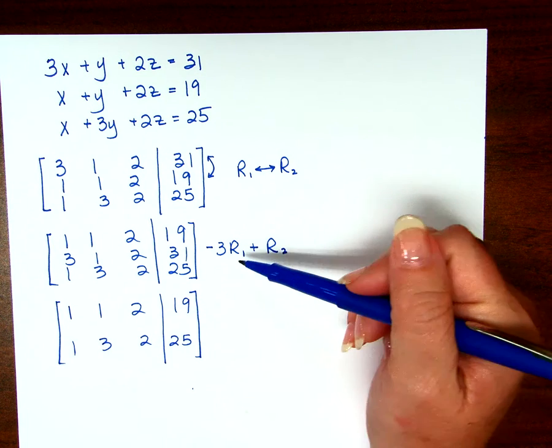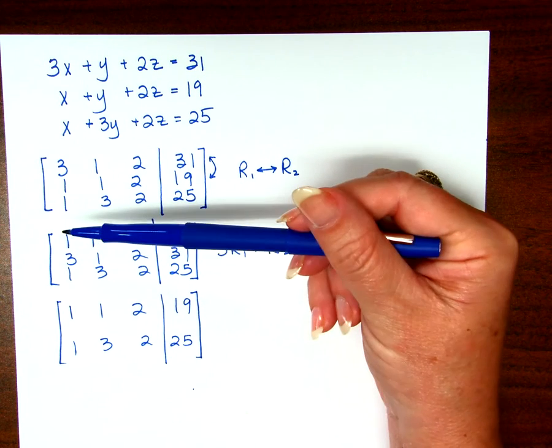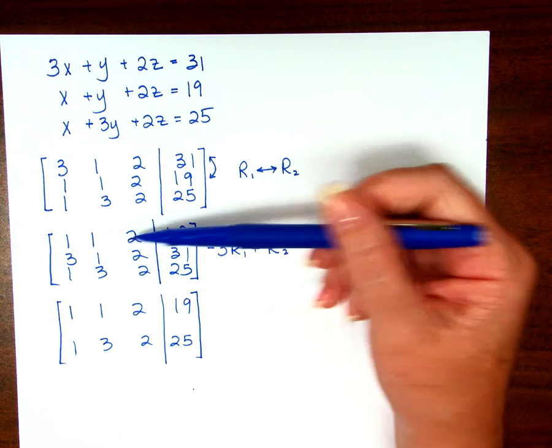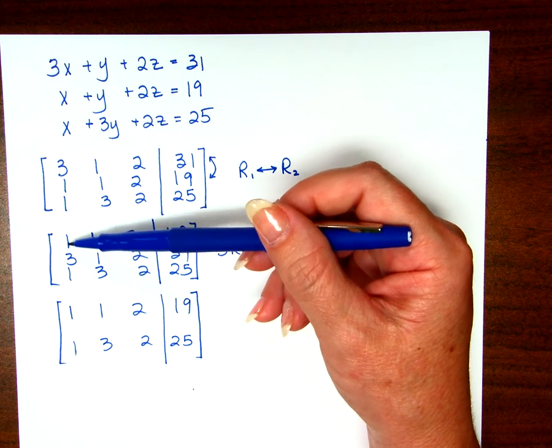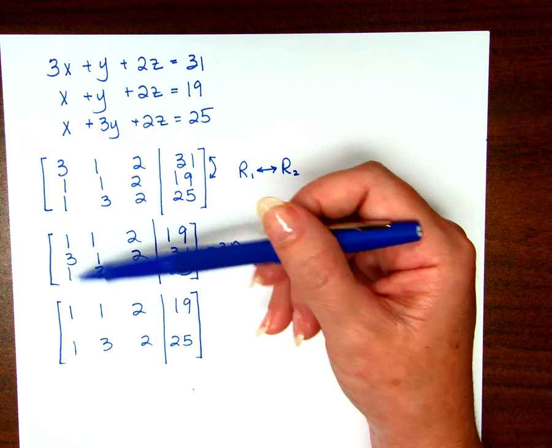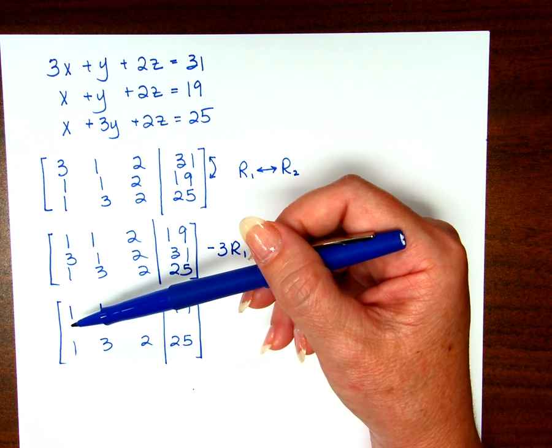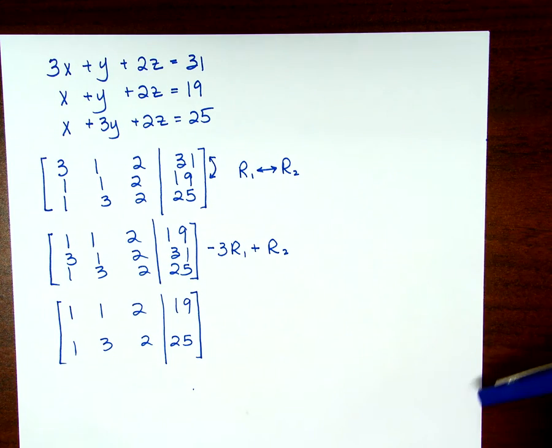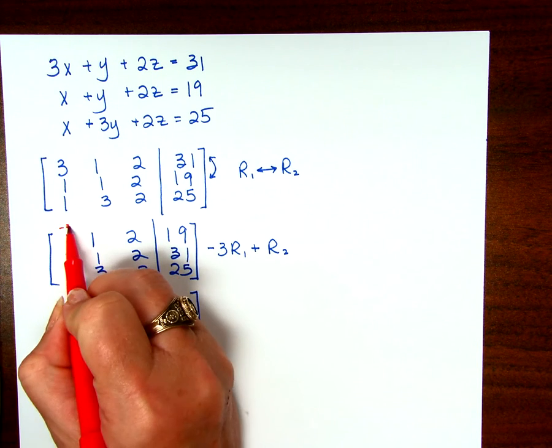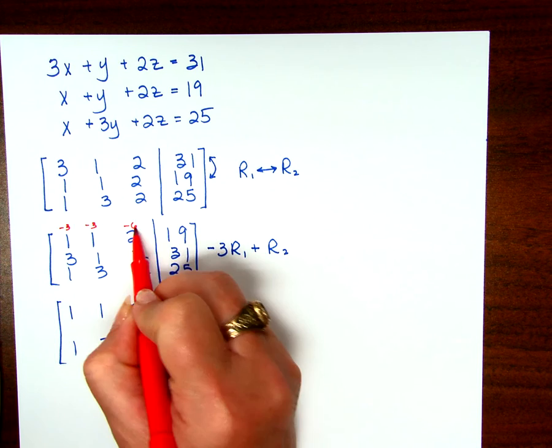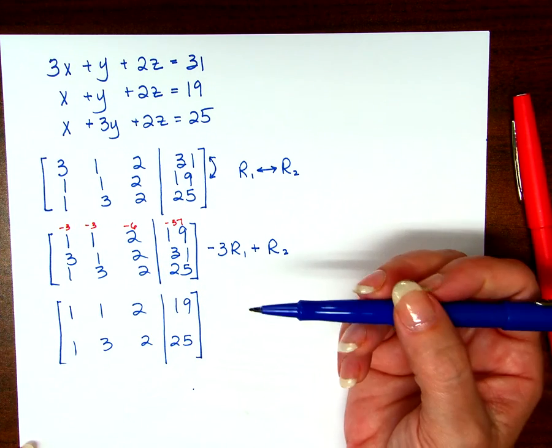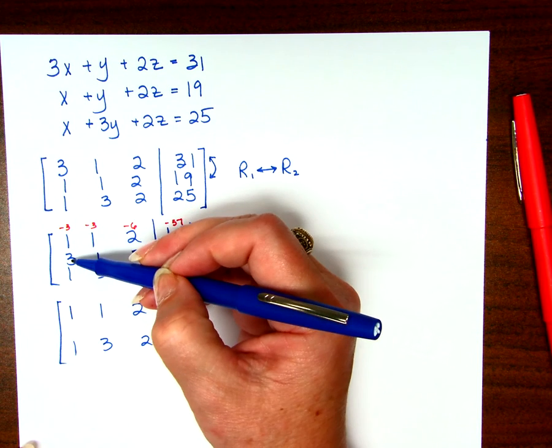What am I trying to do by multiplying the top row by 3 and adding it to the second row? What's going to happen if I multiply the top row by -3 and add it to the second row? That first one's going to go to 0, right? Don't I need that? Okay. So the first row, if I multiplied it by -3, would be -3, -3, -6, and -57. Yeah? Now I want to add that to the second row.